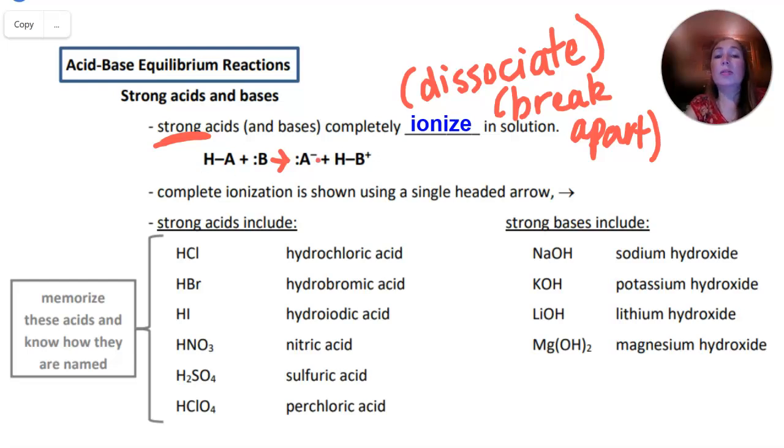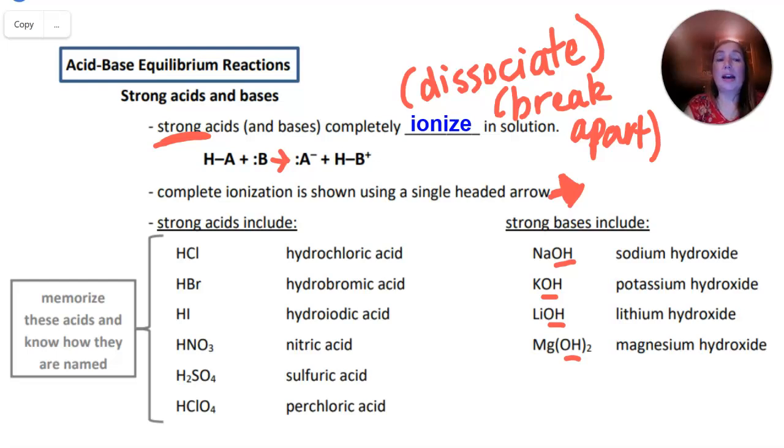All of the acid molecules give up their H+ to the base that's accepting the proton. Complete ionization is shown with the single-headed arrow. That's how we show that these are strong acids and bases. Strong bases are those with hydroxide, OH, right in their formula. Sodium hydroxide, potassium hydroxide, lithium hydroxide, and magnesium hydroxide are just a few examples.